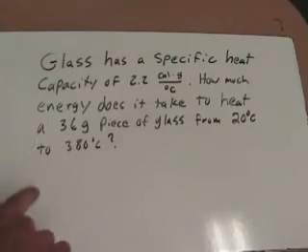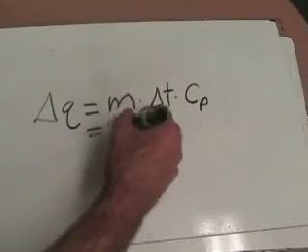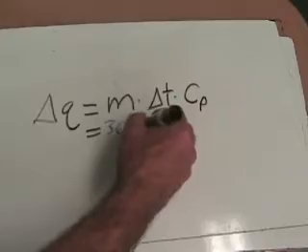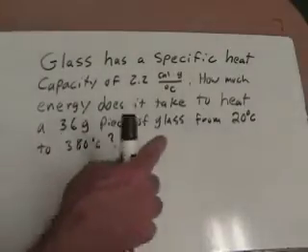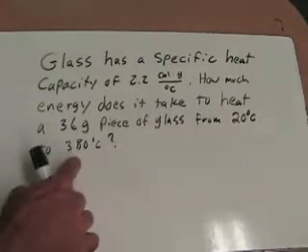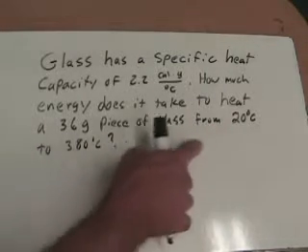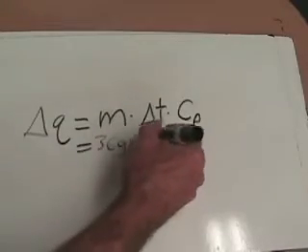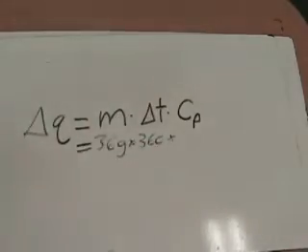The mass is 36 grams. The change in temperature, the delta T, is not 20 and not 380, but the difference between them. That's how much it changed. It actually changed by 380 minus 20. It changed by 360 degrees. Times however hard it is to change the temperature of glass.